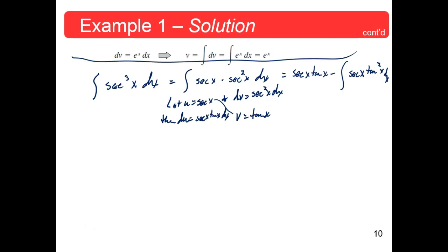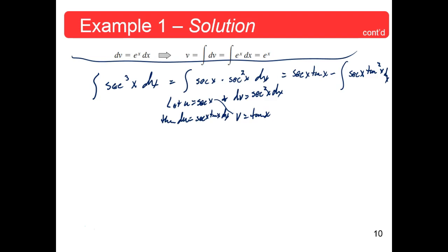My next guess would be to break this into tangent x times secant x tangent x, and then invert it. But I think that's taking us right back where we were before. No, actually, this is the direction we need. We need a different identity here for tangent squared x.